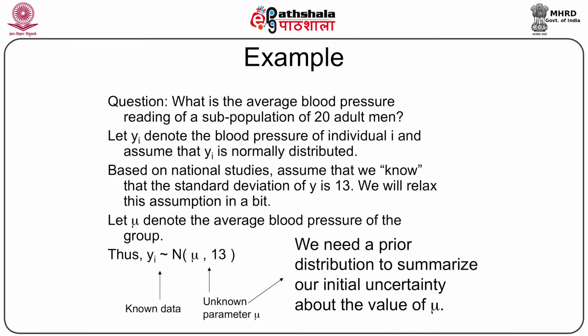So here we have a quick example. Question: what is the average blood pressure reading of a subpopulation of 20 adult men? Suppose yi denotes the blood pressure of individual i, and assume that yi is normally distributed. Based on the national studies, we assume that we know the standard deviation of y is 13. That's information based on current or past data from the national study. We relax this assumption in a bit.